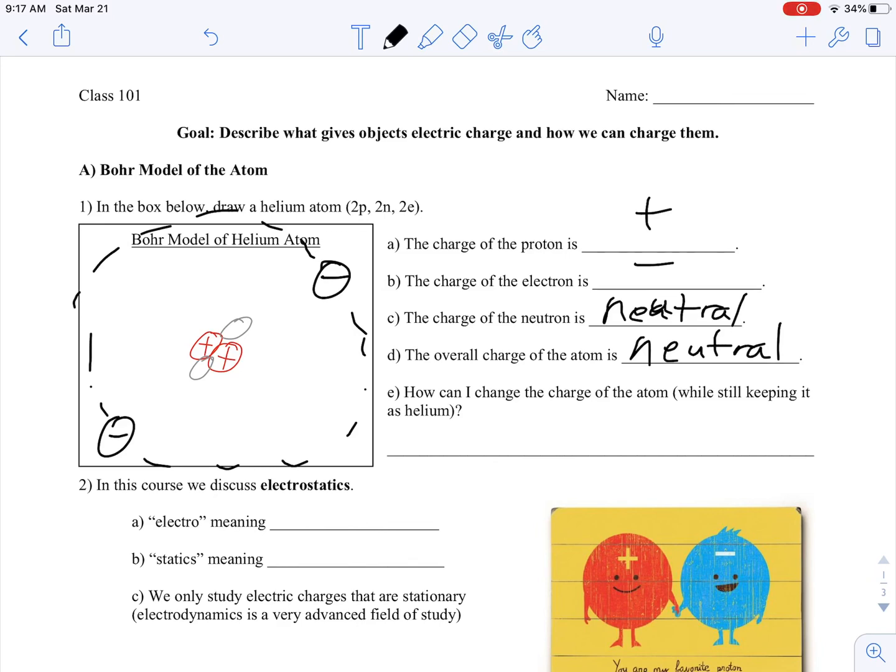So I kind of just touched on it, but how can I change the charge of the atom while still keeping it as helium? Some people have this idea of adding protons or taking away protons. We cannot do that, or else you completely change the atom. It's no longer helium. If you take away a proton, it's going to be hydrogen. What you can take away, though, and add are electrons. So how can I change the charge of this atom? You can only add or subtract electrons. That's a really important idea there.